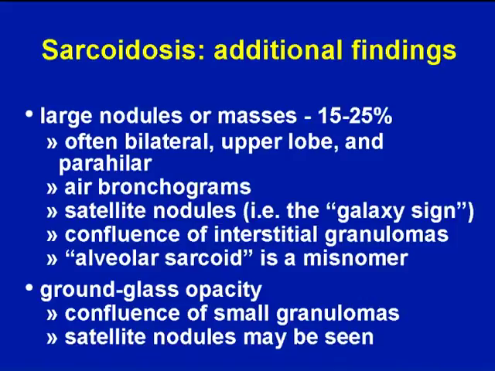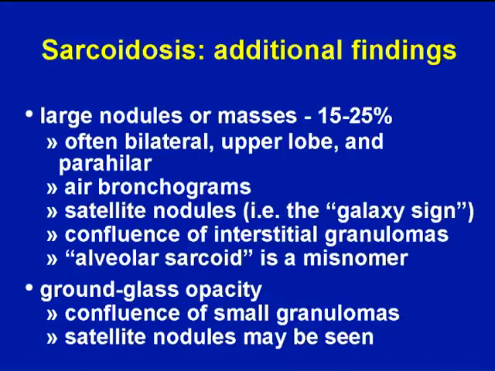Now, these masses generally represent a confluence of smaller interstitial granulomas. There are just so many peribronchovascular granulomas that they form these larger masses. And then if fibrosis develops, these masses may end up representing fibrous tissue, but early on, they represent confluence of granulomas. This has been termed alveolar sarcoid, but this is a misnomer because all these granulomas that result in these masses and the air bronchograms are actually interstitial in location.